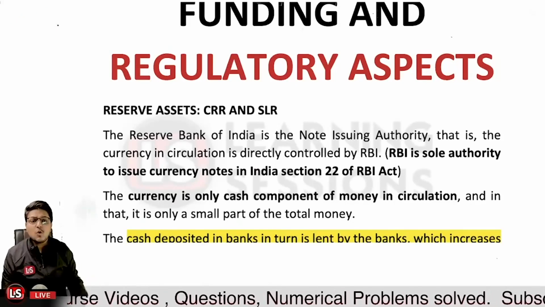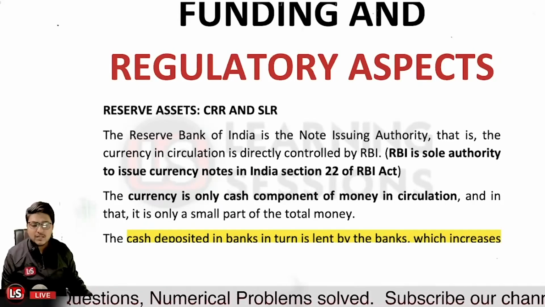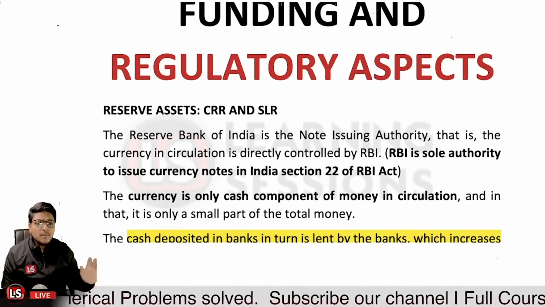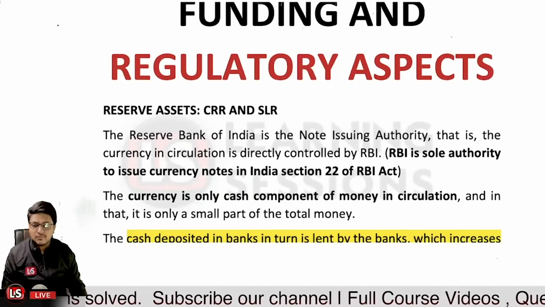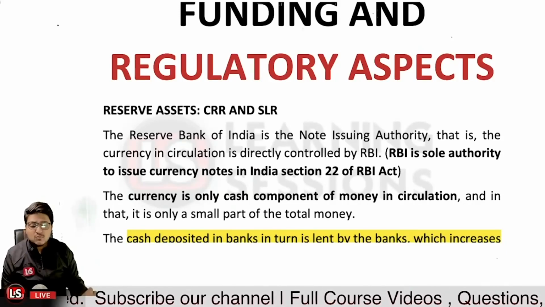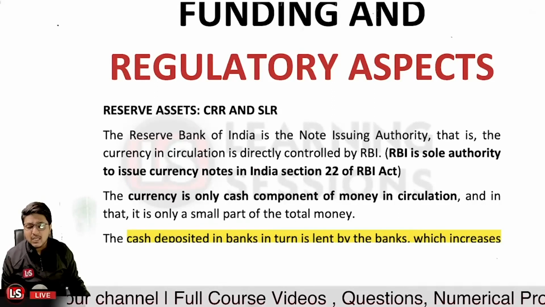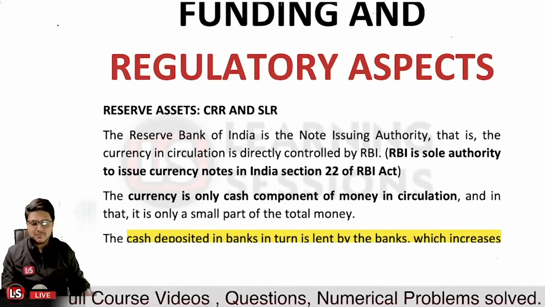Currency is only the cash component of money in circulation, and that is available in a very small part of the total money. So let me tell you about the multiplier effect, what it is. Let us have a look at it.